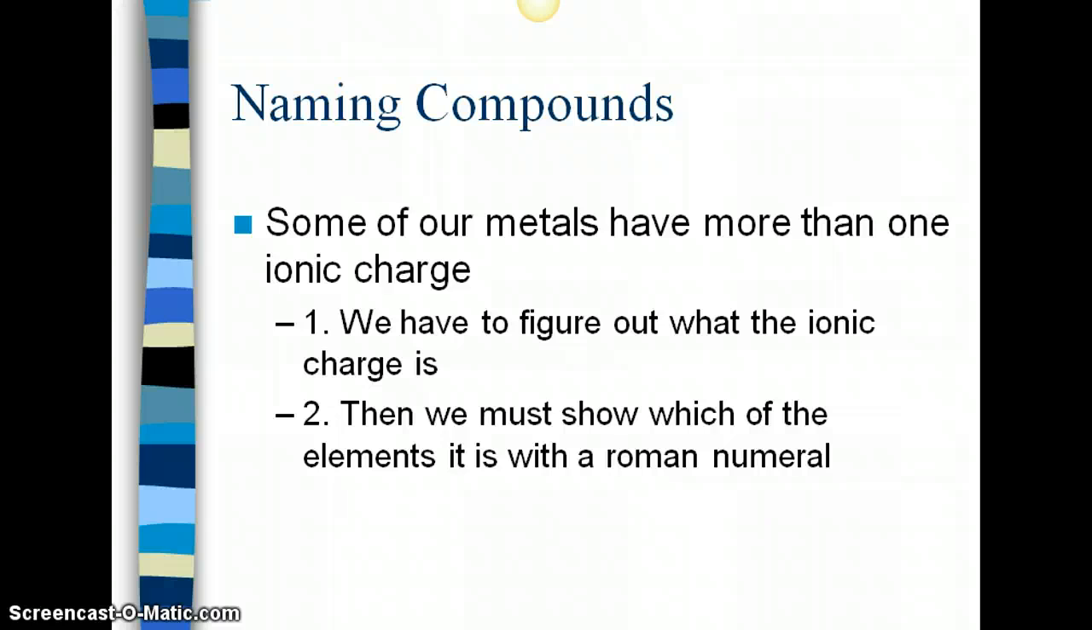Now, every now and then, our metals have more than one ionic charge. These are the elements that are in groups 3 through 12. And basically, we have to figure out what the ionic charge is. And the way that this is done is by using a Roman numeral. So a Roman numeral will be representative of the particular ionic charge for that element at that time. So you might see this written out as like tin 2 chloride. Well, the 2 in Roman numeral is showing you what the oxidation number is, because tin can have varying oxidation numbers.